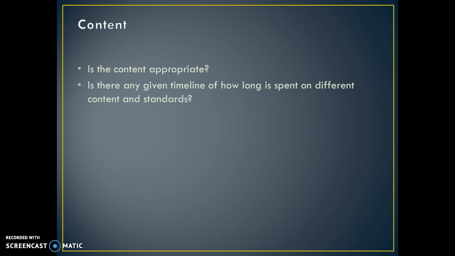Next, is there any given timeline for how long is spent on different content and standards? From looking through the map, there is no real timeline for how long is spent on each unit, how long is spent on each standard, when the central questions are answered, or when they're going to be assessed. So as far as the content and the timeline goes, there is no stated timeline. There is nothing to go on as far as pacing.